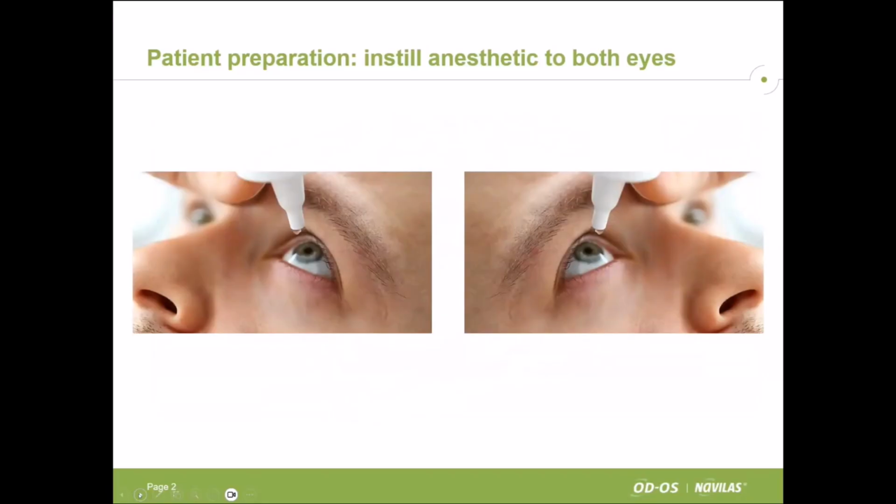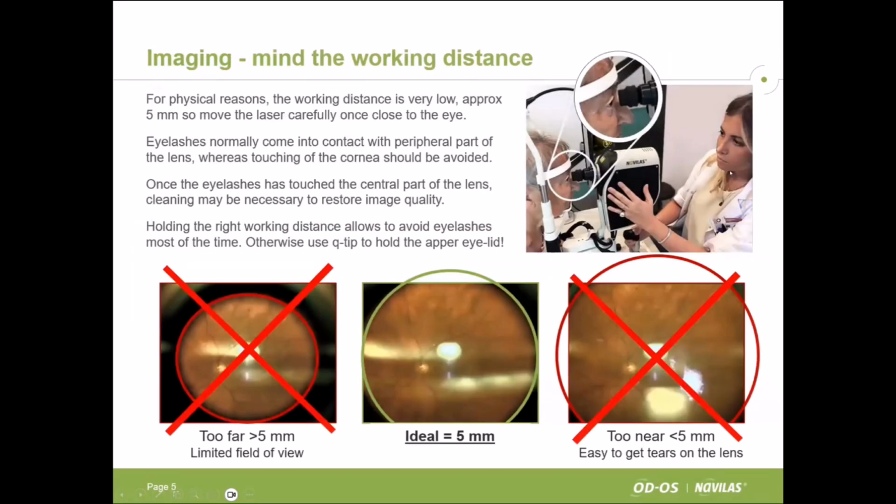Start by instilling anesthetic to both eyes of the patient. The lens works in close proximity to eyelashes, which can lead to some tear film occurring on the surface of the objective, which will decrease our visualization quality. We don't want that. Thus, we instill anesthetic to both eyes to prevent the patient from blinking.